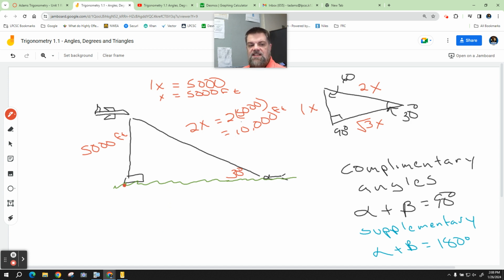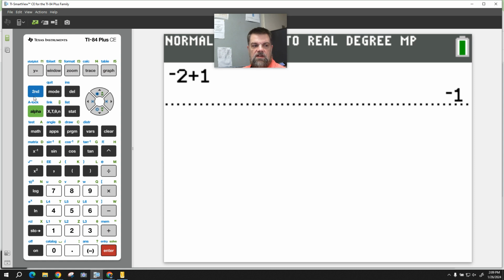All right, what about the distance of where I'm laying with respect to being right above the plane? In other words, what's this distance here, from here to here? Well, that's the square root of 3 times x. We know that x is equal to 5,000, so we say the square root of 3 times 5,000. And again, we're going to use our fancy calculator.